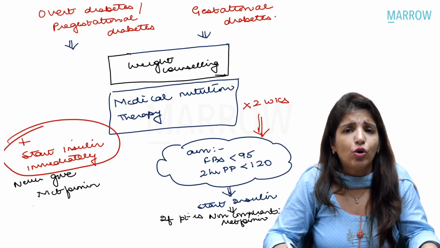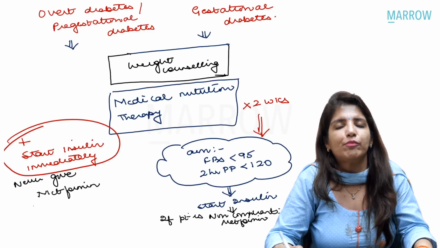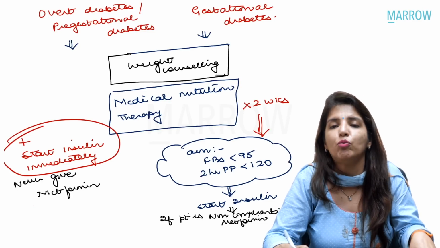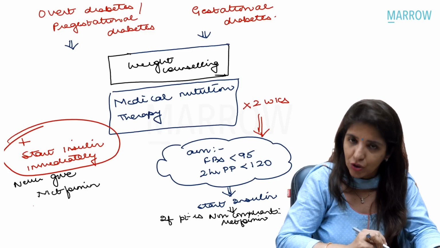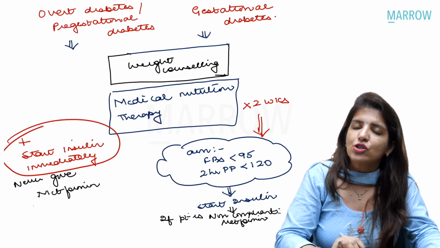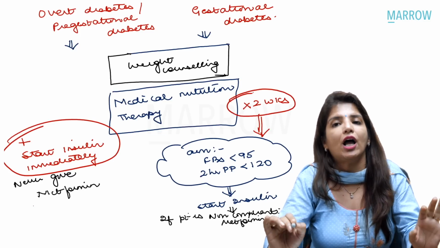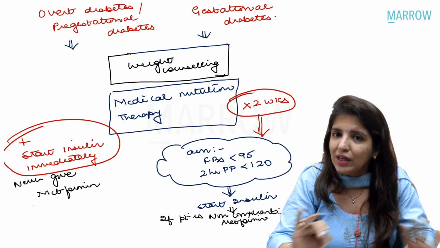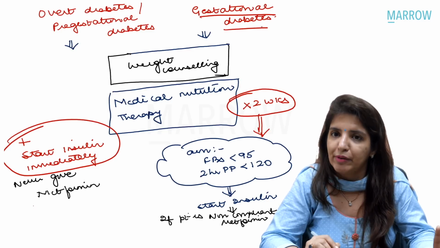So in case of overt diabetes, it is not just diet modification. We tell them diet modification plus insulin, which is the drug of choice for treating diabetes in pregnancy, right? Now, if it is a case of gestational diabetes, then I am going to start MNT alone for 2 weeks. Only diet modification for 2 weeks if it is a case of gestational diabetes.